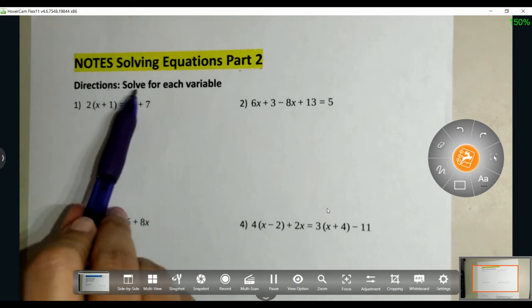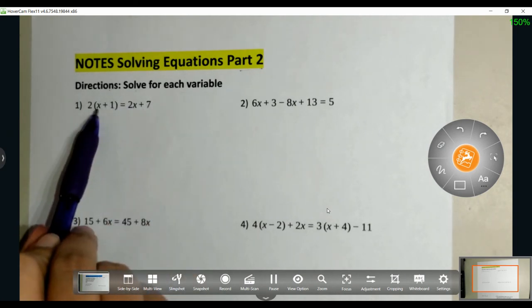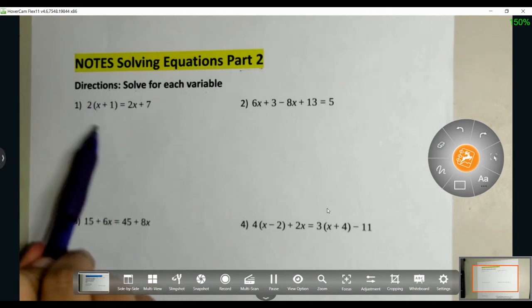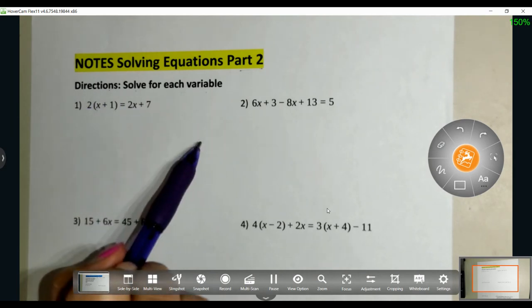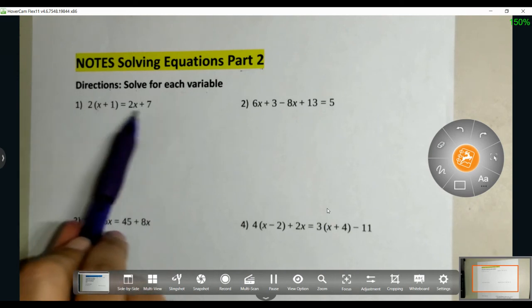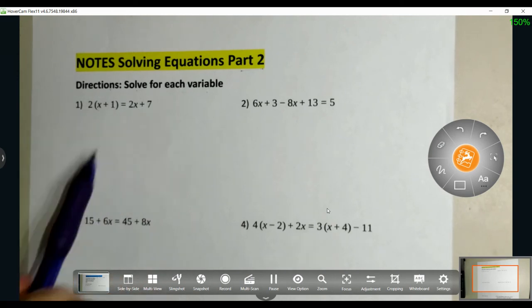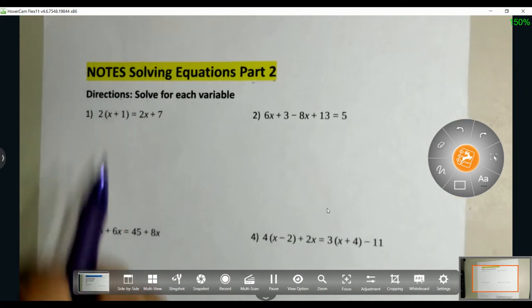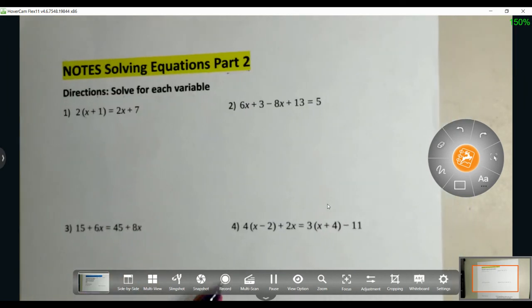So your directions are the same. Solve for the variable, just being the letter. We're trying to get an answer that is just like x equals a number. Right? But because we do have, in this case, like number 1, variables on both sides, we're going to have to do things a little differently this time so that we can get that variable by itself.